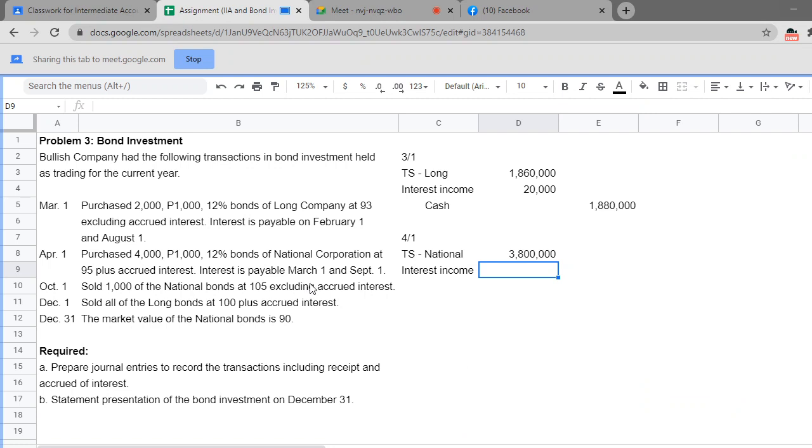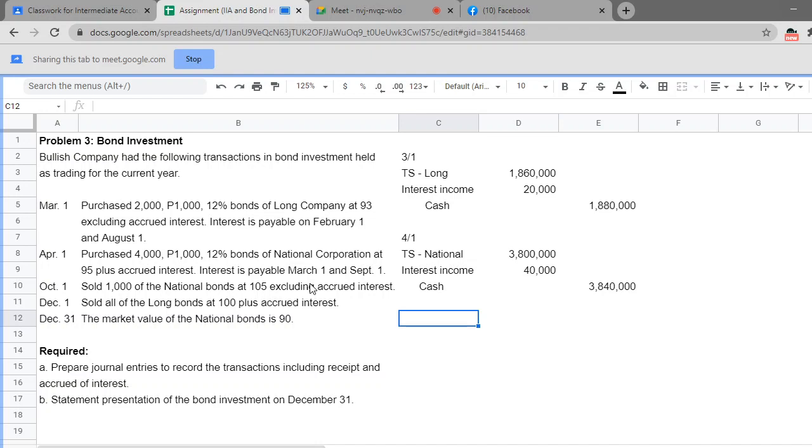This is going to be 4 million times 12% times 1/12. So that is 40,000. And therefore, we had a total payment of 3.8 million plus 40,000. That's basically 3.84 million.